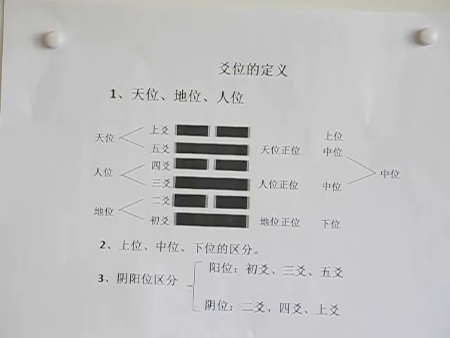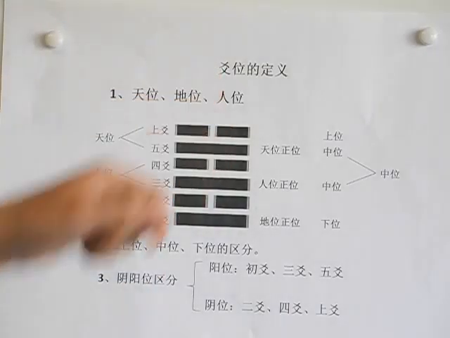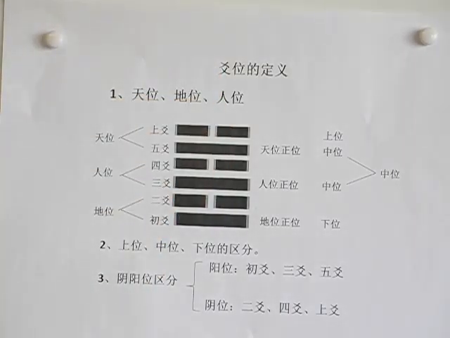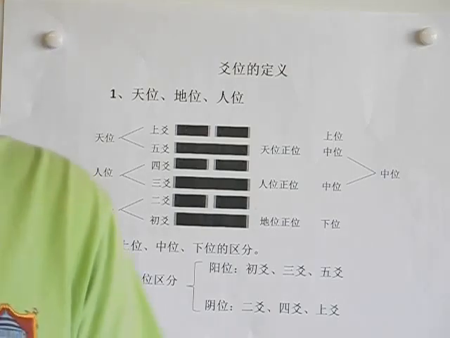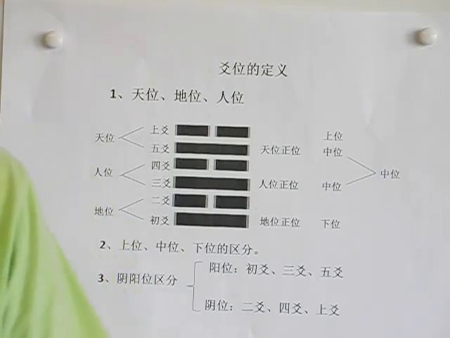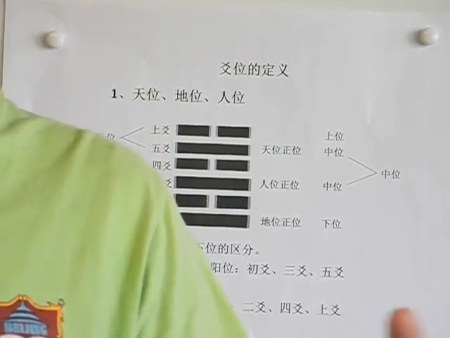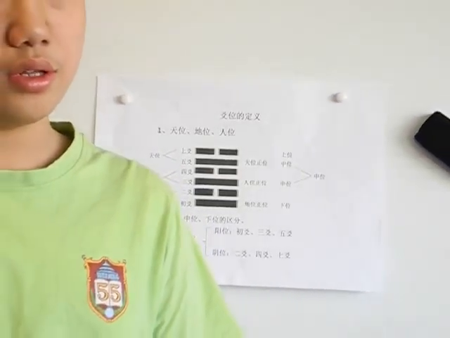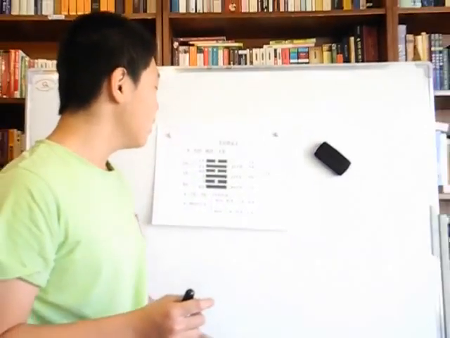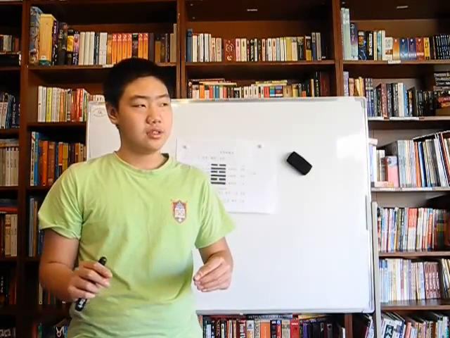Okay, so these are the basic ideas of yao, the layers, and what the 64 hexagrams are. Just remember, it's really simple. You just put two trigrams together and you have a hexagram, one of them at least. And then it gets complicated because there are 64 of them and each of them has a very, very different meaning.